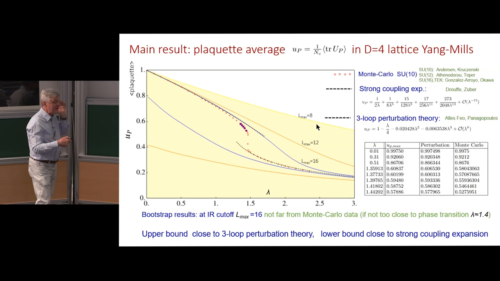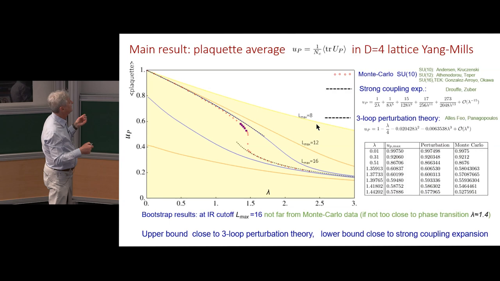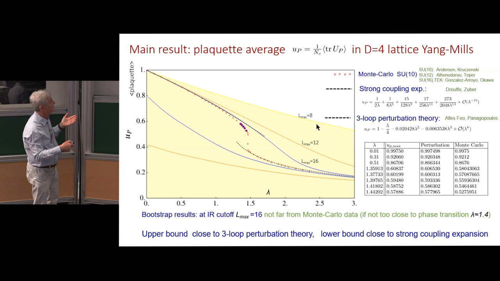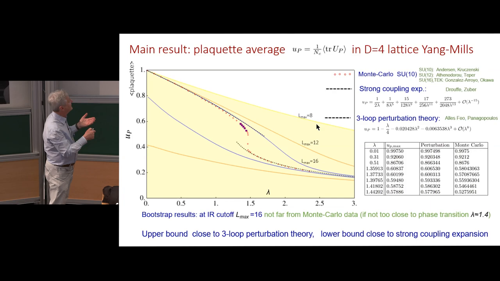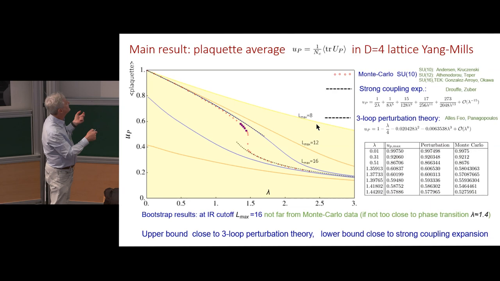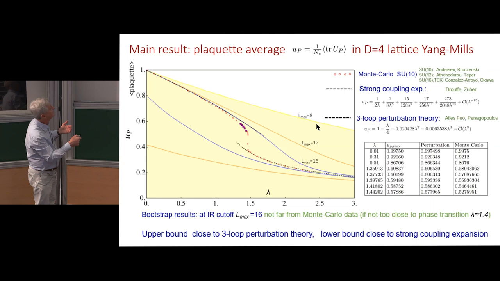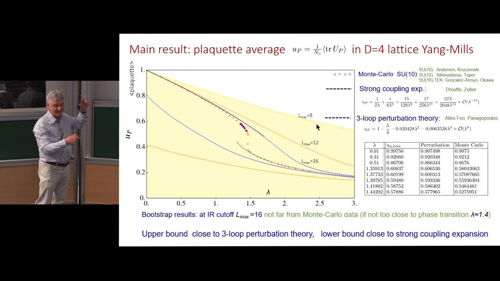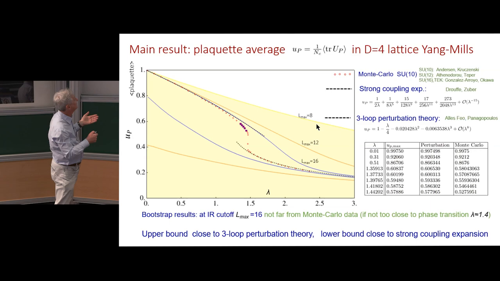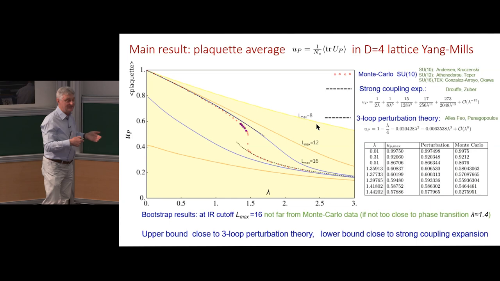So maybe it can be explained in the following way. Since you have here a first-order phase transition, it's known to have a first-order phase transition, maybe we get just two different branches of solutions of loop equations. One is weak coupling, and then you can continue analytically. Our method is sort of analytic. You can continue analytically beyond the phase transition. That explains why we follow the perturbation theory quite closely, and maybe similar for this lower branch. So I don't know. Maybe there is a hysteresis phenomenon here, but we are not sure. We want to increase Lmax to see whether we will be closer and closer to this part of the graph, our bootstrap result.